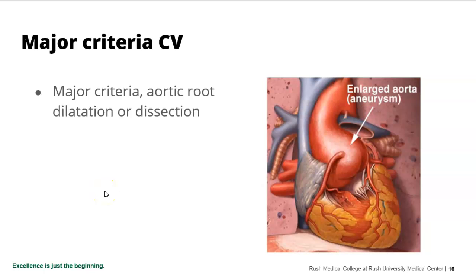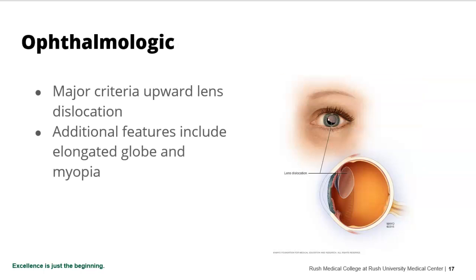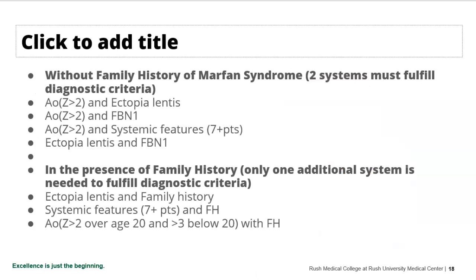Major criteria for the cardiovascular is aortic root dilatation or dissection. So it gets enlarged and then it rips. Ophthalmologic, we talked about myopia, which is a very minor feature. If I worried about everybody with myopia, I'd basically worry about everybody. But a major criteria is a dislocation of the lens, and it's an upward dislocation of the lens. When we were talking about homocystinuria, they have a downward dislocation of the lens, but in Marfan's, it goes up.